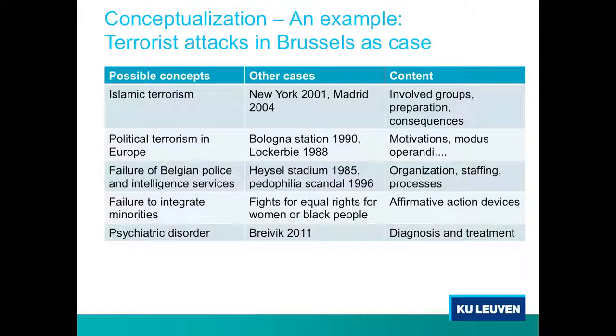There were not only cases of Islamic terrorism in Europe, but also terrorism from extreme left or extreme right movements, especially in the 80s and 90s. You had these attacks on the Bologna station, for instance. You also had this airplane attack in Lockerbie, Scotland, in 88. If you were to compare the Brussels case with these two cases, probably it would shed another light on it.